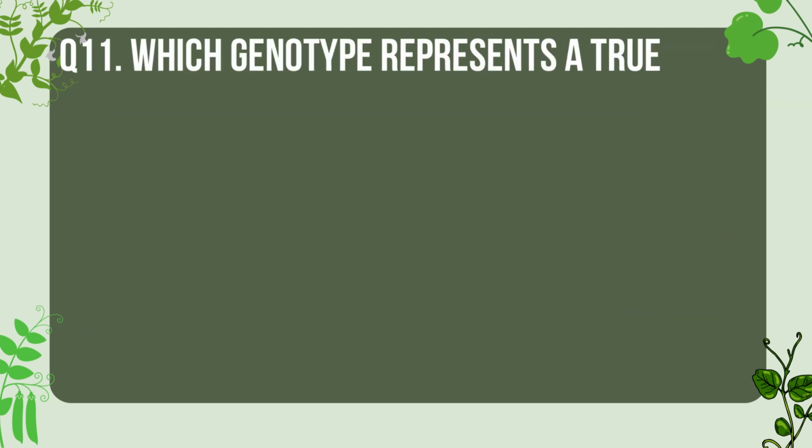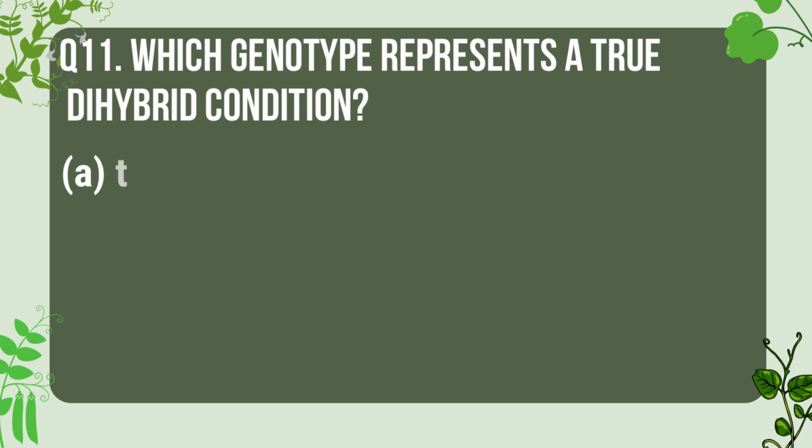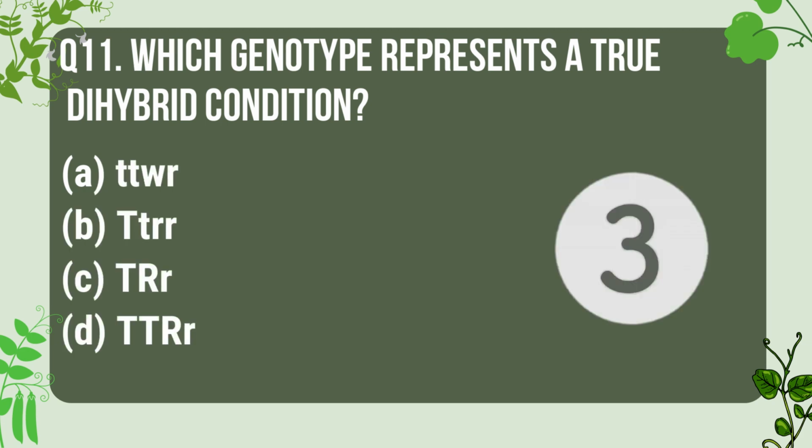Which genotype represents a true dihybrid condition? A. TTWR. B. TTRR. C. TRR. D. TTRR.